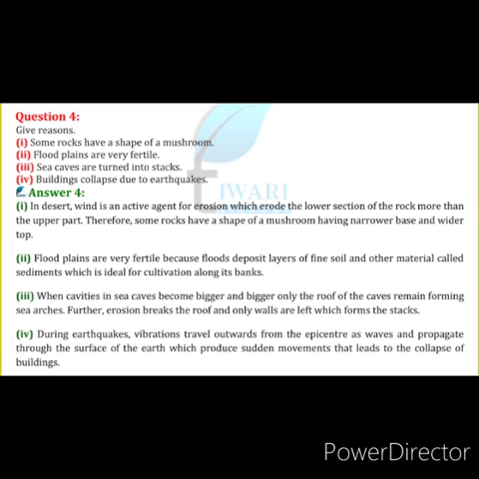And question number 4 is, buildings collapse due to earthquakes. The answer is, during earthquakes, vibrations travel outwards from the epicenter as waves and propagate through the surface of the earth, which produces sudden movement that leads to the collapse of the buildings.